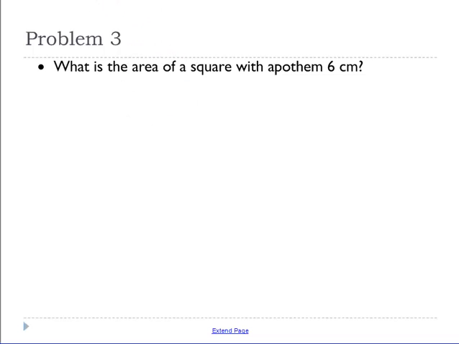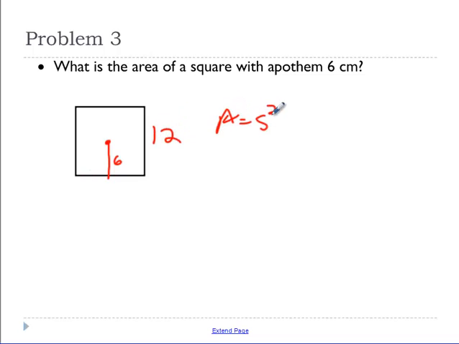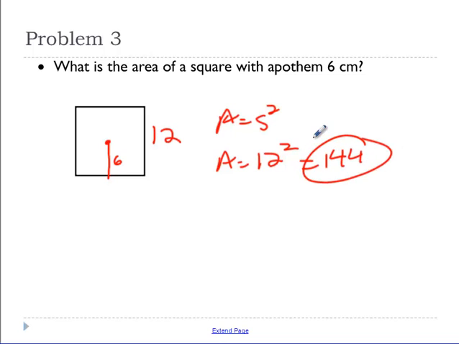Area of a square with an apothem of 6. The apothem in a square goes from the center straight down, which makes it half of the sides. Area is side squared. You could do 1/2 apothem times perimeter. That'll work also. But 12 squared is pretty easy to do.